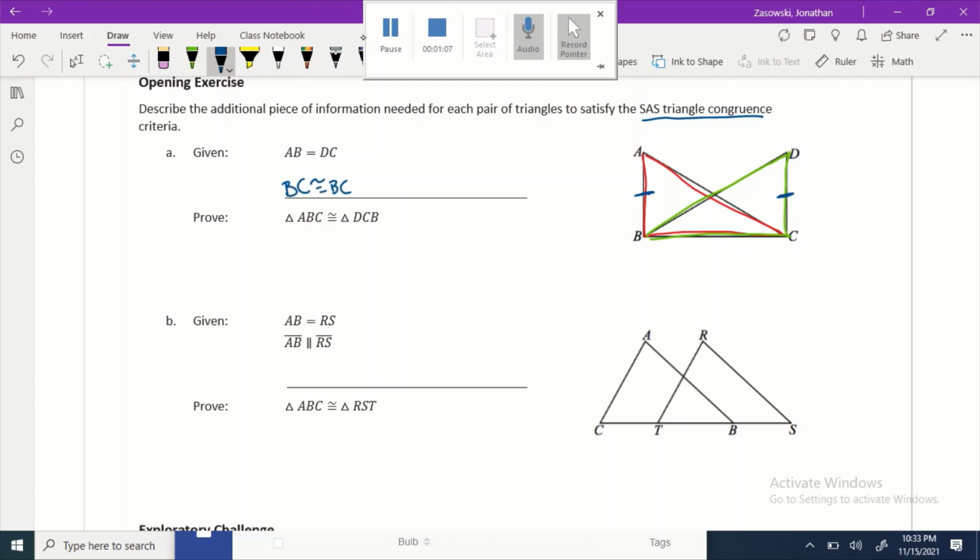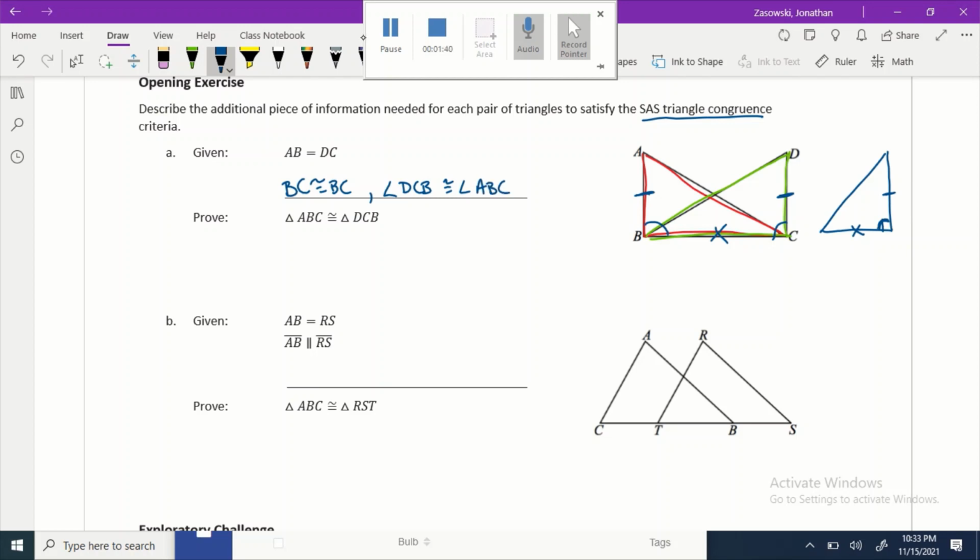Remember, that's reflexive. Okay, and then remember, if you're having a hard time seeing it, just redraw your triangle. So if this is DCB over here, we have this side and this side. So what angle do we need to get side, angle, side? We need that included angle. Okay, so that would be this guy right here in the corner. We don't necessarily know that it's a right angle, just that it's got to be congruent to this one. Okay, so we also need angle DCB congruent to angle ABC. And there's side, angle, side.